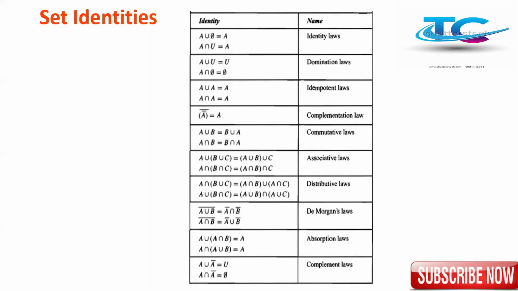So next is complement law. It is A union A complement, it is equal to U, that is universal set, and A intersection A bar is equal to phi. As we know, nothing is common between A and A complement, so A intersection A bar is equal to phi. So these are some identities which you have to remember by their names, because in questions you have to write where the next step has come from. So you must know the name of identities. So these are the identities.